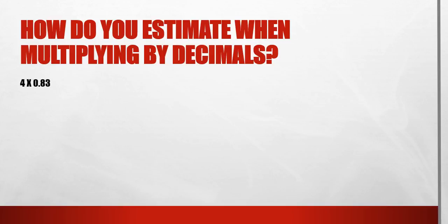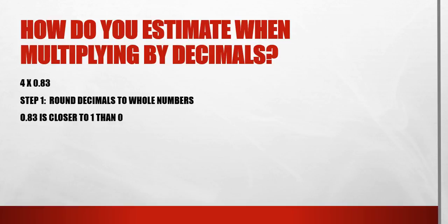Okay, so we have 4 times 83 hundredths. Step 1 is to round your decimals to a whole number. So I know that 83 hundredths is closer to 1 than it is 0. And think of money. 83 cents is closer to having $1 than it is to having nothing. So I'm going to round that 83 hundredths to 1, and I'm going to have my whole numbers 4 times 1. Step 2 is to multiply your whole numbers.